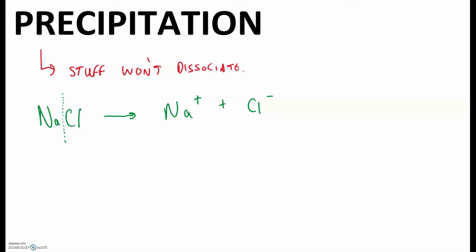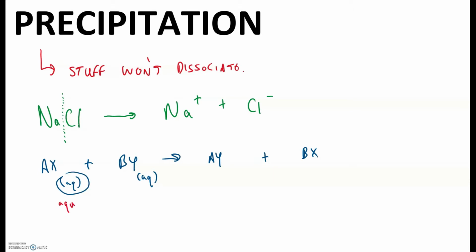But there are some things that just won't dissociate, and it gets kind of weird, because if we were to put together what we call a double displacement reaction, do you guys remember those? A double displacement reaction where we take AX plus BY yields AY and BX. And we had these two compounds on the reactant side, and they were both dissolving quite well, dissociating quite well. That's what this little AQ means. This stands for aqueous. That means that it dissociates.